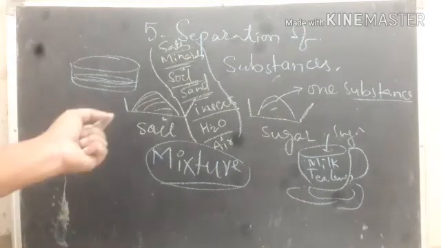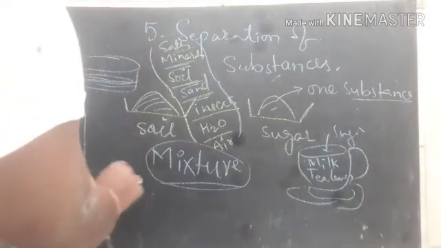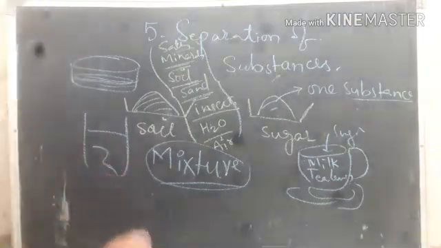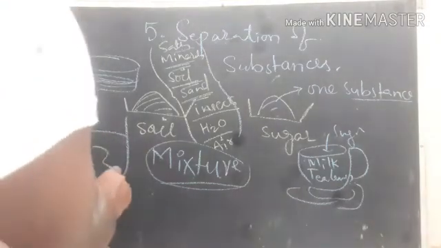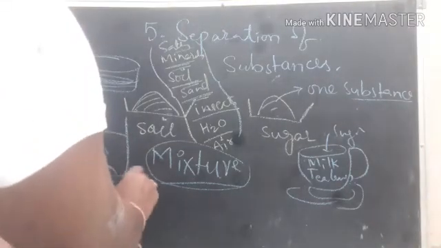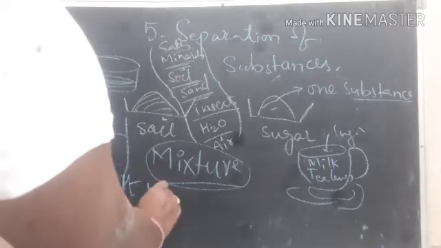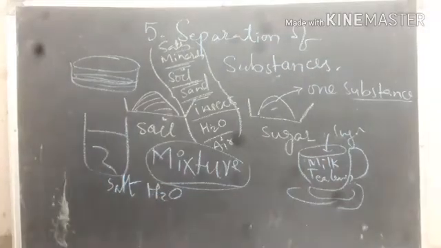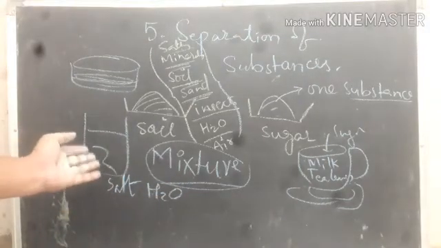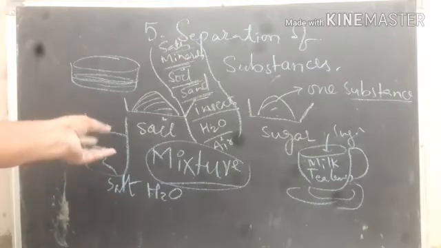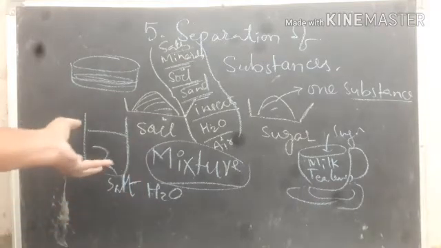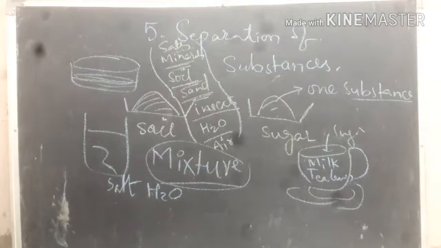And if you take sea water, what kind of water is it? It is salt water, right? We may not see the salt in it, but it is a mixture. Salt and water mix together and it appears as salt water. Okay, are you getting it?